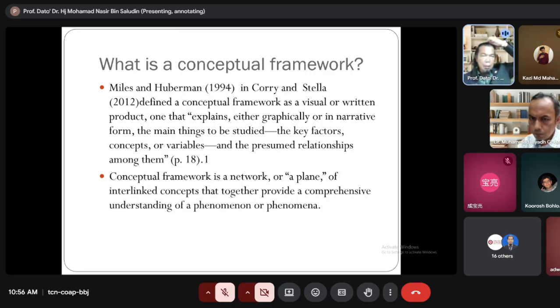According to Miles and Huberman, in Corey and Stella, a conceptual framework is a visual or written product, one that explains either graphically or in narrative form the main things to be studied, the key factors, concepts or variables, and the presumed relationships among them. A conceptual framework is a network or a plan of interlinked concepts that together provide a comprehensive understanding of a phenomenon or phenomena.